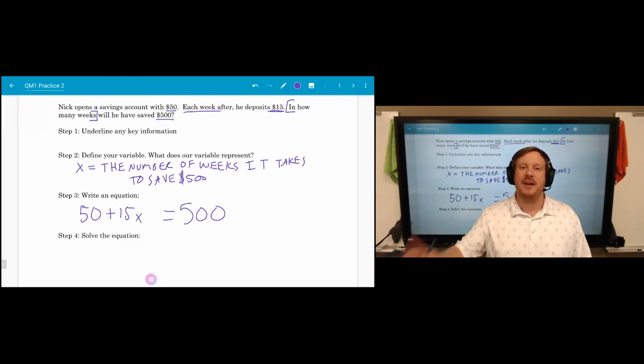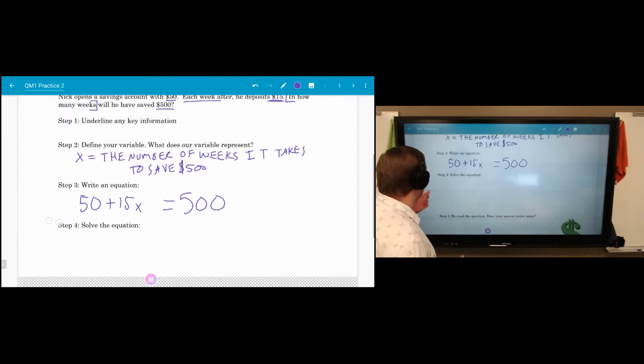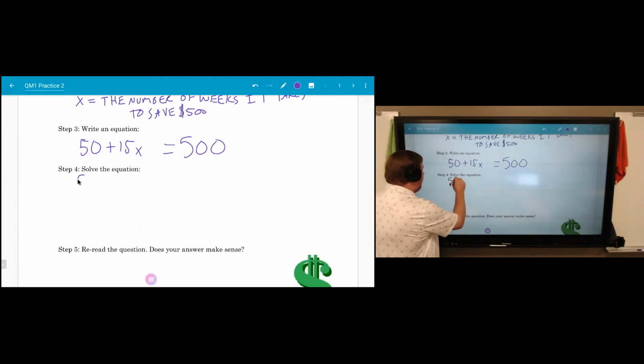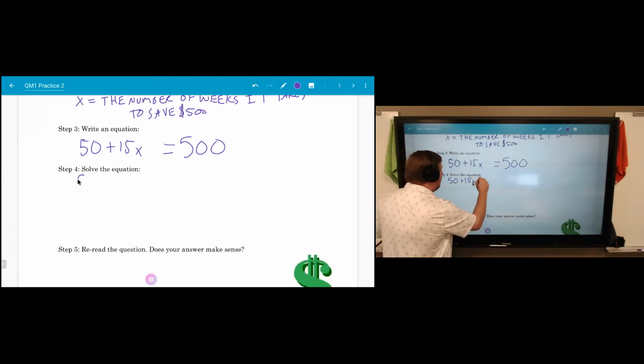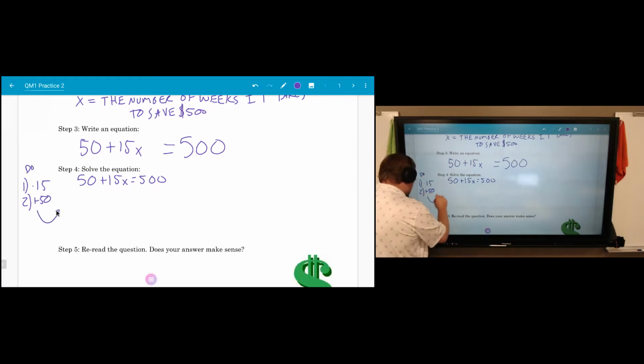Now we have a two-step equation. I can solve this two-step equation. If I need reminding, I'm going to write it again here: 50 plus 15x equals 500. If you want to write the do and undo steps, what is being done to x is first being multiplied by 15, and then 50 is added. So to undo, I would need to first subtract 50 and then divide by 15. Get a little line in between there.